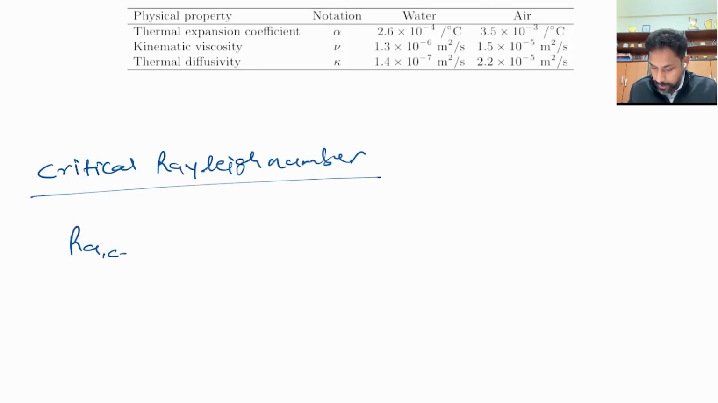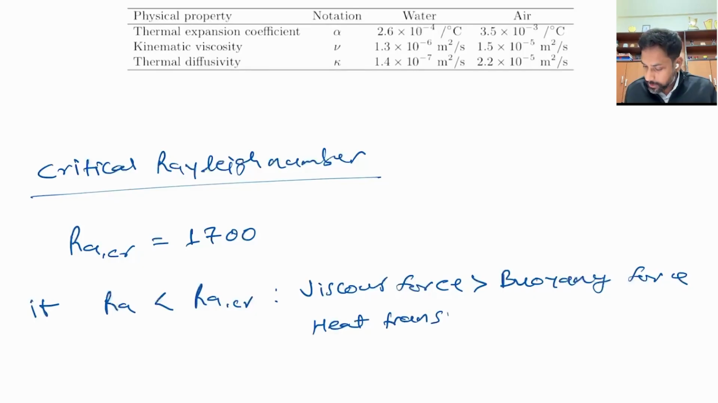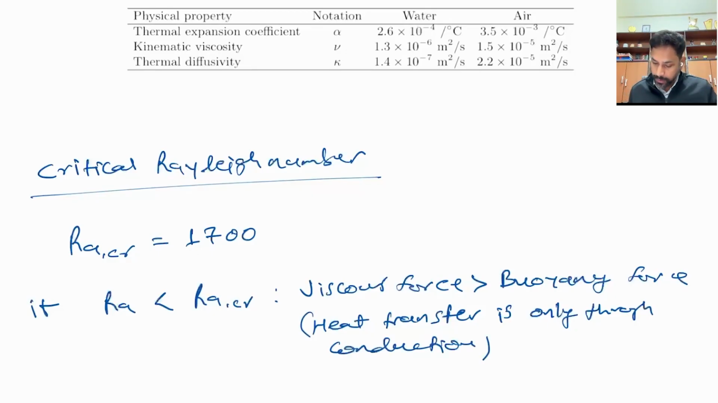Ra critical is about 1700. So if Ra is smaller than Ra critical, you have viscous force greater than buoyancy force, and heat transfer is only through conduction.